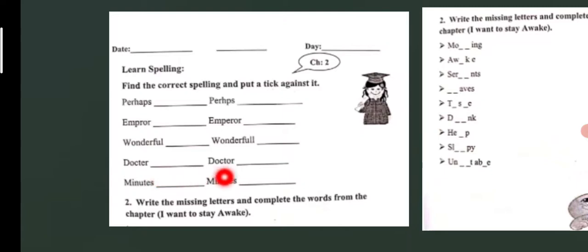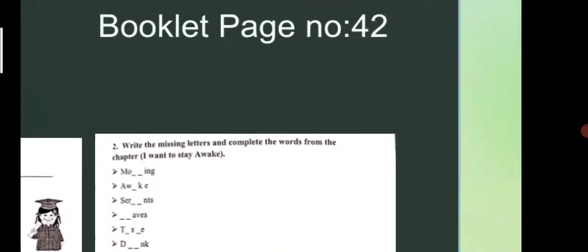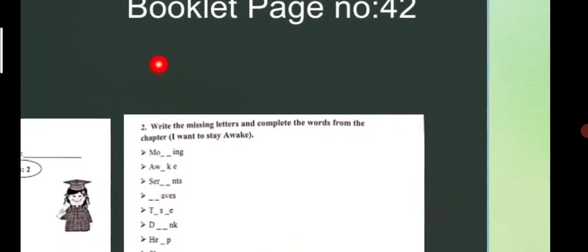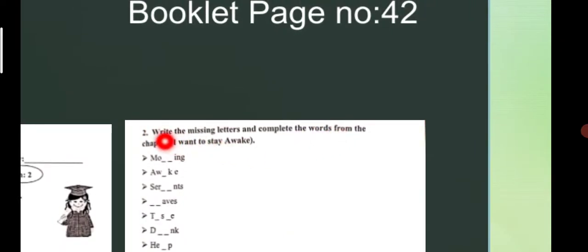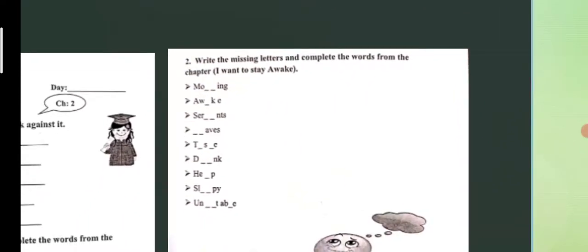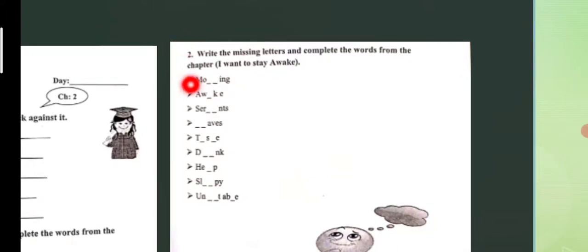Yes, the first one. Okay, the second question is write the missing letters and complete the words from the chapter I Want to Stay Awake. उन्होंने कहा नीचे missing letters इनको मुकम्मल करें और ये सब words कहाँ से हैं आपके chapter I Want to Stay Awake से. If you don't understand any, you can open your chapter, read it and find these words. अगर आपको कोई word की समझ नहीं आ रही तो अपने chapter को read करें और उसमें से देखें क्योंकि ये words उसी में से हैं.